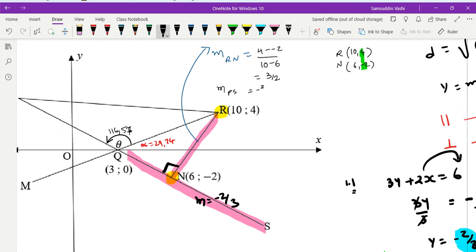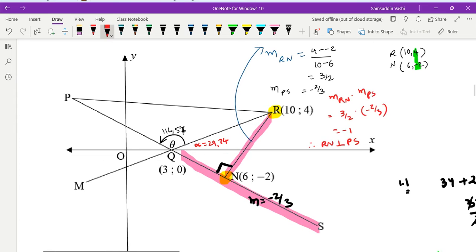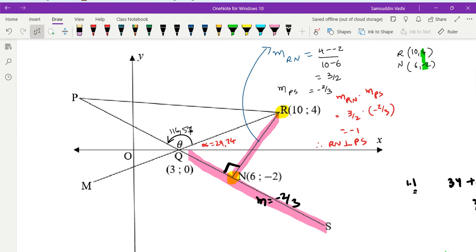So m of RN is 3 over 2 and m of PS I got negative 2 over 3, isn't it? So let me multiply and check what answer I'm getting. m of RN times m of PS, gradients 3 over 2 times negative 2 over 3. What's my answer? The moment you get a minus 1 from the gradient multiplication, I can say RN is perpendicular to PS. So now the moment there is a perpendicular, I am having a right angle triangle now. Keep it in mind.